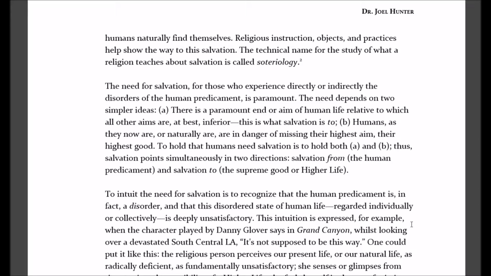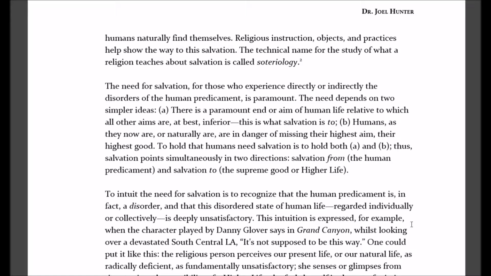So that's what the salvation is to, and I've already mentioned what it's from, right? So the issue then that soteriology will discuss is, well, look, it's not like salvation is automatic.